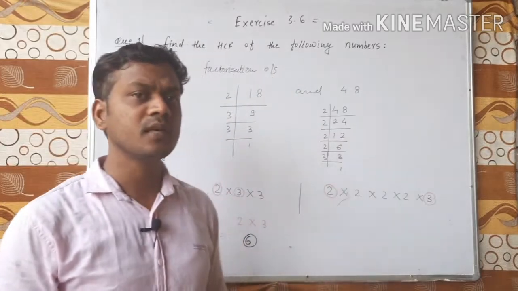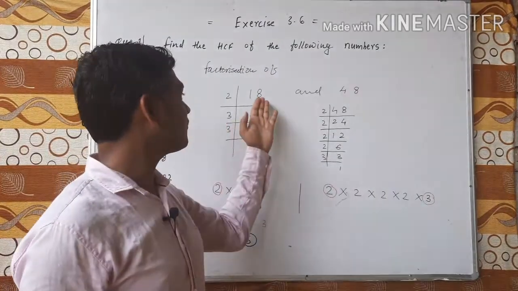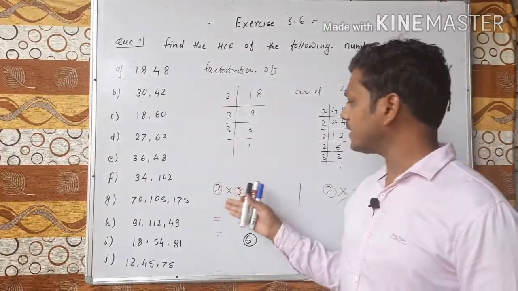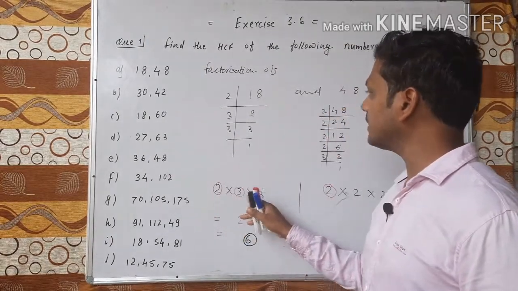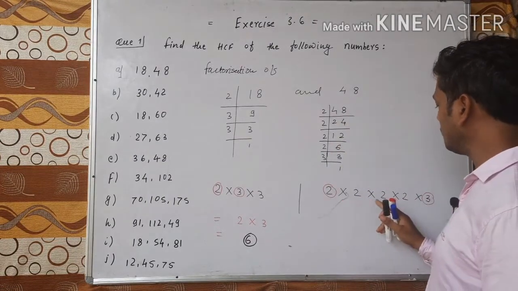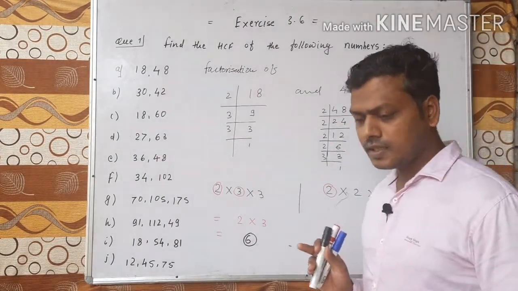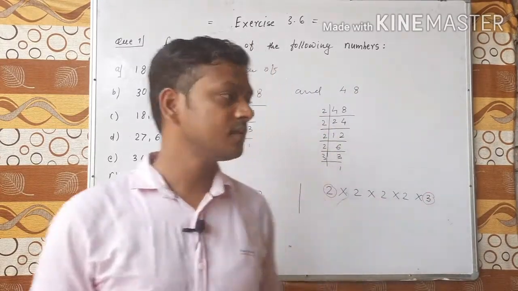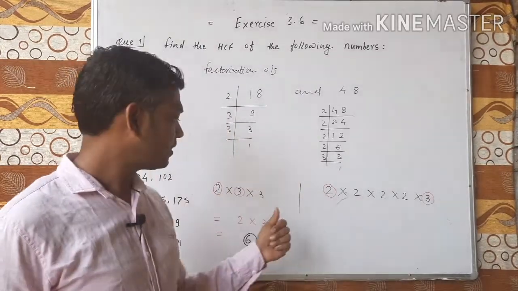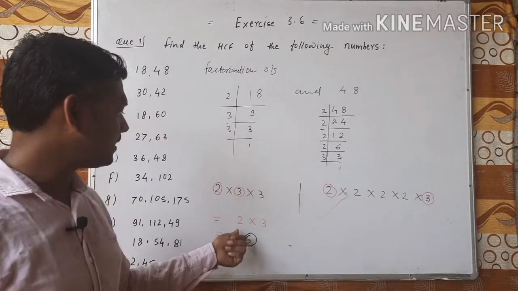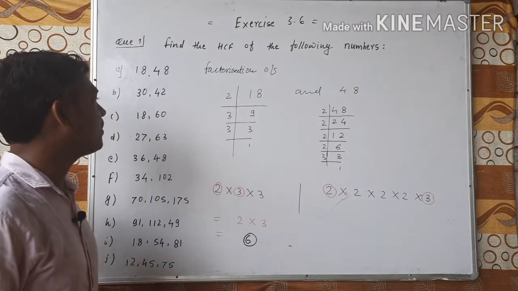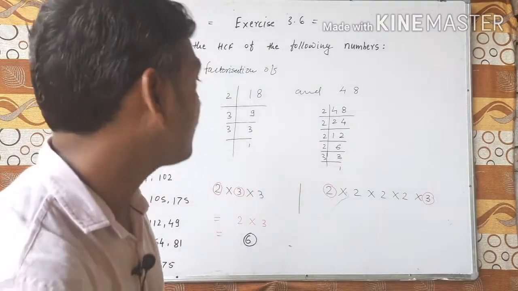Okay, what is the procedure, what are the steps? First we calculate the prime factors of the given numbers 18 and 48, then write their factors: 2, 3 and 3 for 18, and 2, 2, 2, 2 and 3 for 48. Then we find such a number that is common in both factors. So 2 is available in both, 3 is also available in both. So we write 2 into 3, and 2 into 3 is equal to 6, that is the highest common factor of the given numbers.